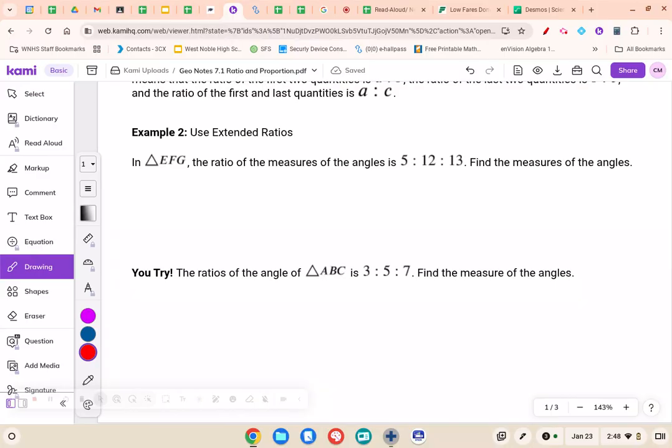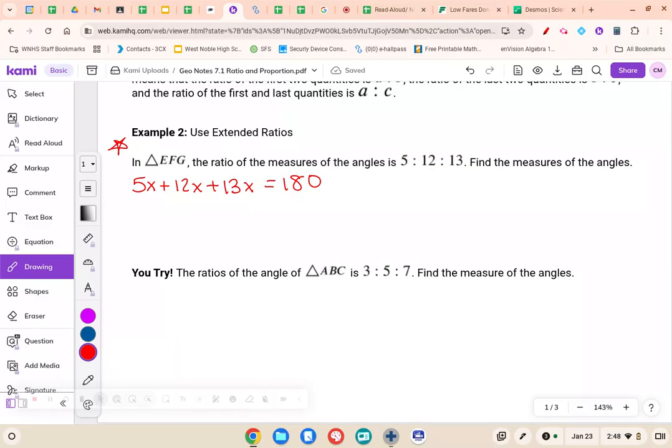Guys, there will be questions like this on your quiz coming up and a test eventually. So the ratio of the measures of the angles, 5 to 12 to 13. Find the measure of the angles. It's in a triangle. Now, you're probably thinking, okay, well, 5 and 12 and 13, you can't add those up to equal 180. That is true, okay? So what you are going to do instead is you can think 5x plus 12x plus 13x equals 180.